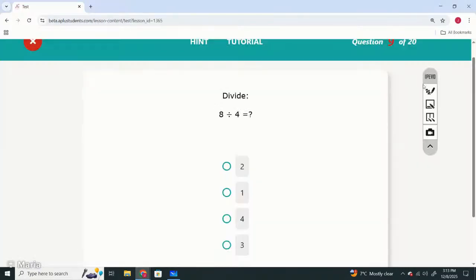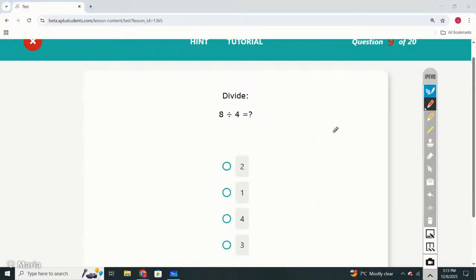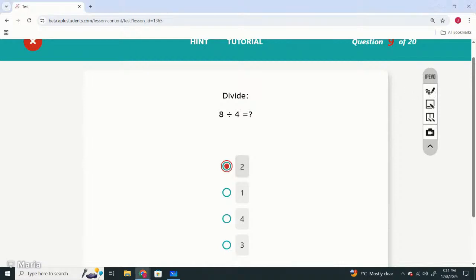8 divided by 4. So, which is the correct option? You need to count a table of 4 until 8. So, let's just count the multiplication table, right? 4 times 1 is 4. We need to count 4 times what number is 8, right? So, 4 times 2 is 8. So, the correct option is 2. Option number 1 is the correct option.